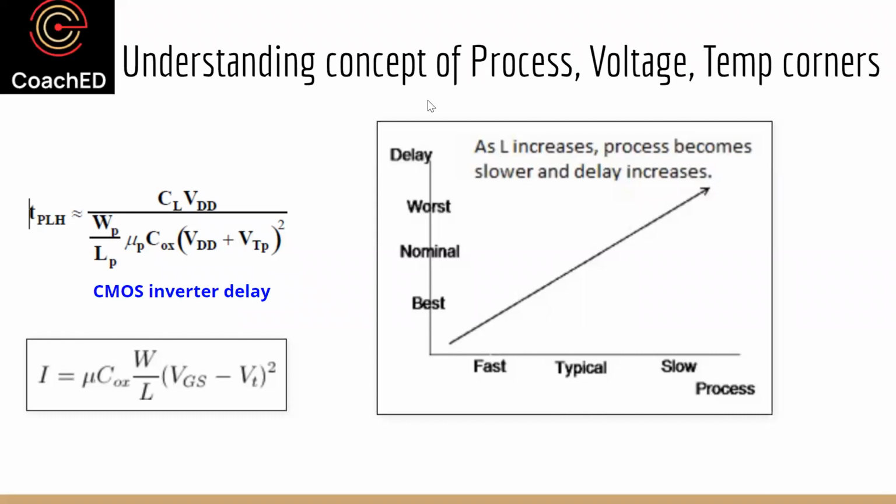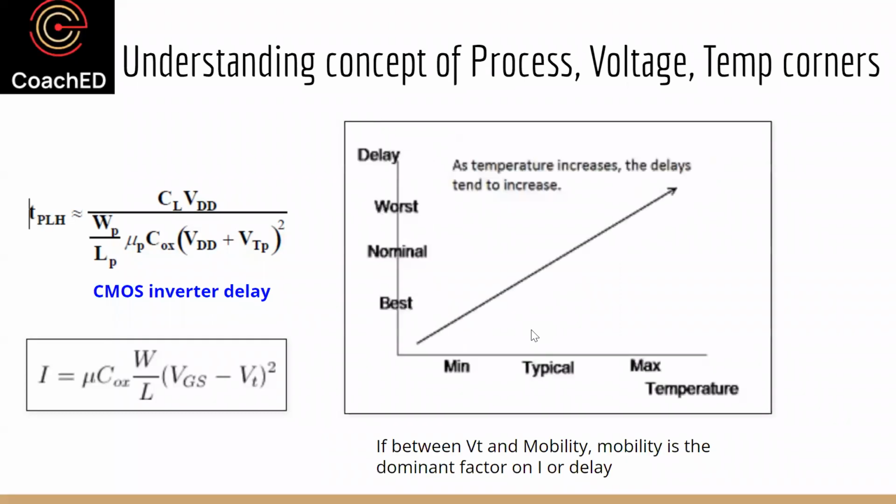So delay, as L increases, as I just described, is going to be going up. So for a slow transistor, there could be an effect where the L has increased to such a large value, the delay has become worse, and so on. Similarly, you could look at temperature, and there could be an effect of that. The temperature is interesting because temperature has two parameters which are affected. Temperature could affect mobility, temperature could affect threshold voltages.